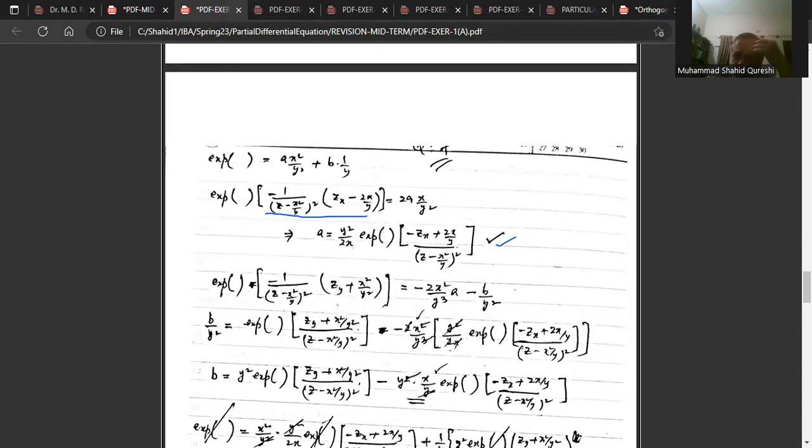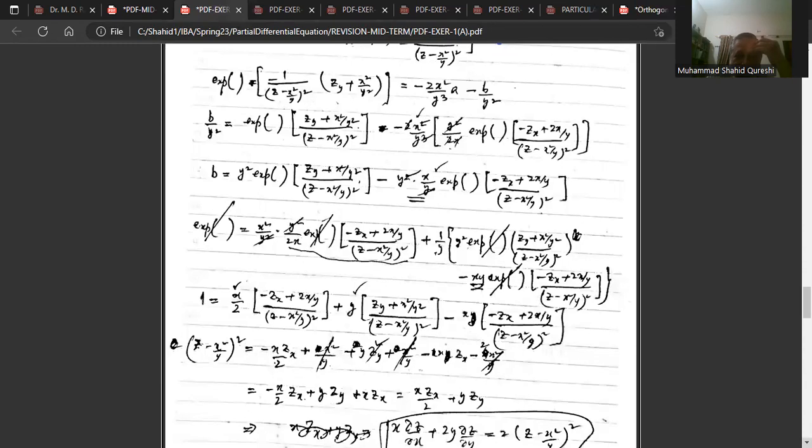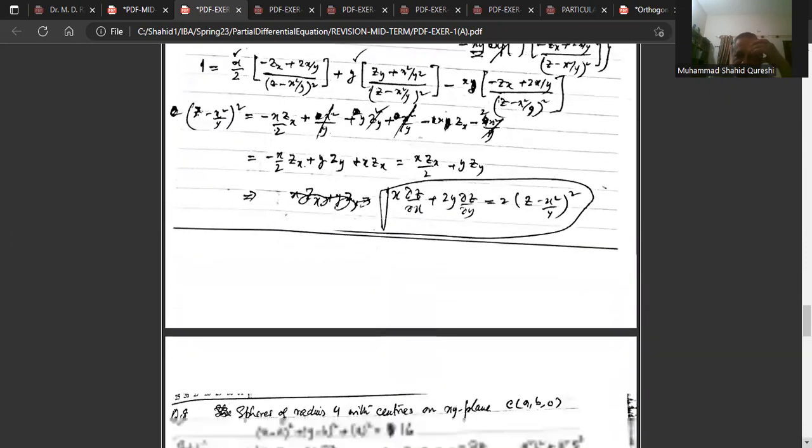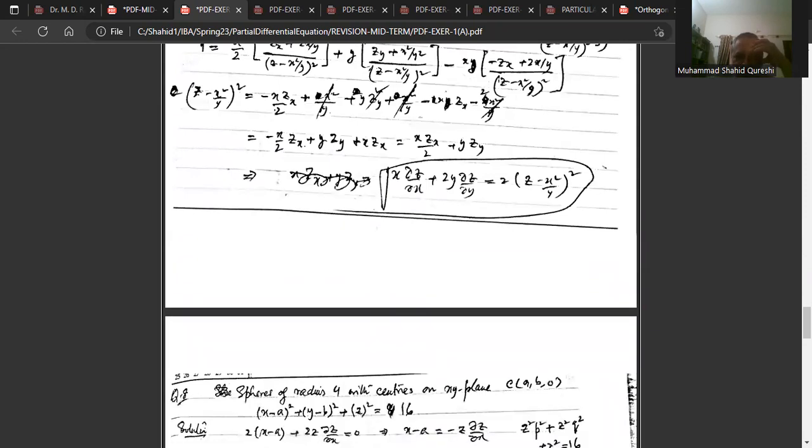I'm not going into the details, I am only telling what approach was adopted. The values of A and B were found, and then the values of A and B were put into the original equation. This exponential function will cancel throughout, and you will get ultimately after algebraic manipulation this kind of a result.